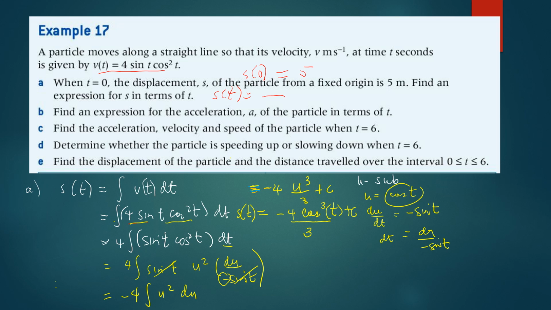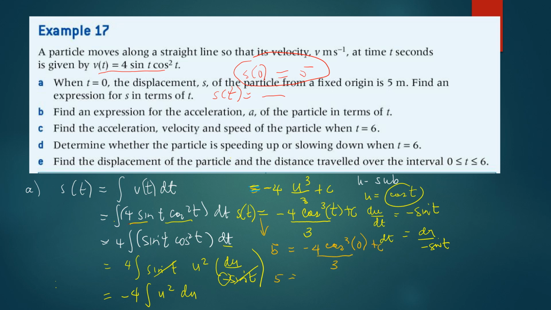And it's not complete because we have c here. Remember, to write the whole equation, it must be complete. We have to find the value of c. And remember also that we have this: s of t is 5 when t is 0. So negative 4 cosine cube of 0 degrees plus c, over 3.